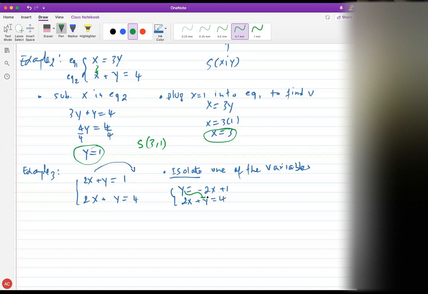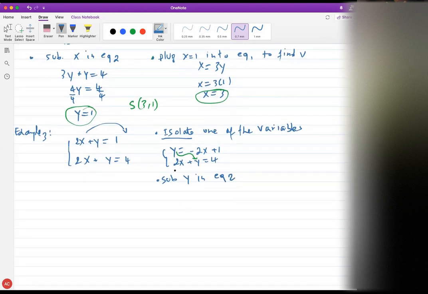Okay, so we're going to remove this y. Instead, we're going to write negative 2x plus 1. So substitute y in equation 2. So equation 2 will be 2x plus, again, remove the y and instead put this negative 2x plus 1, and the rest of the equation.